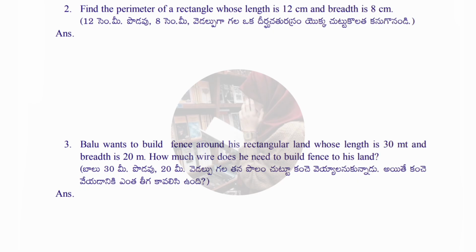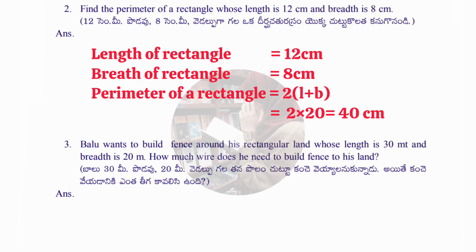Let's see the second question, which is, find the perimeter of a rectangle whose length is 12 centimeters and breadth is 8 centimeters. So we all know in a rectangle opposite sides are equal. Okay, so here we have given length 12, breadth 8. Okay, let's see the answer. Length of a rectangle is 12 centimeters. Breadth of a rectangle is equal to 8 centimeters. Then we have to find the perimeter of a rectangle.